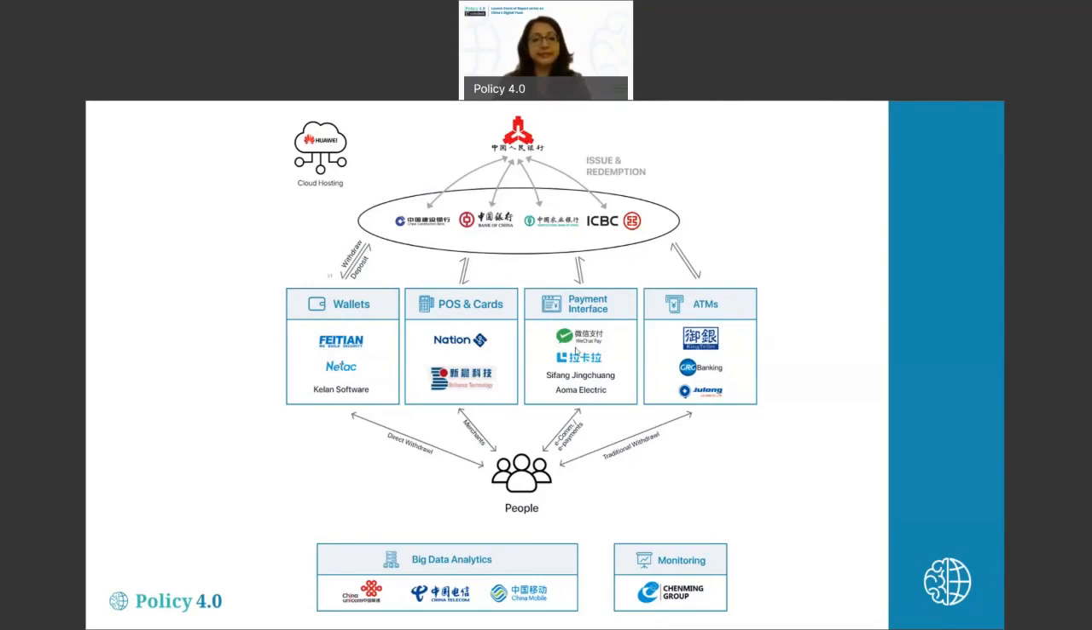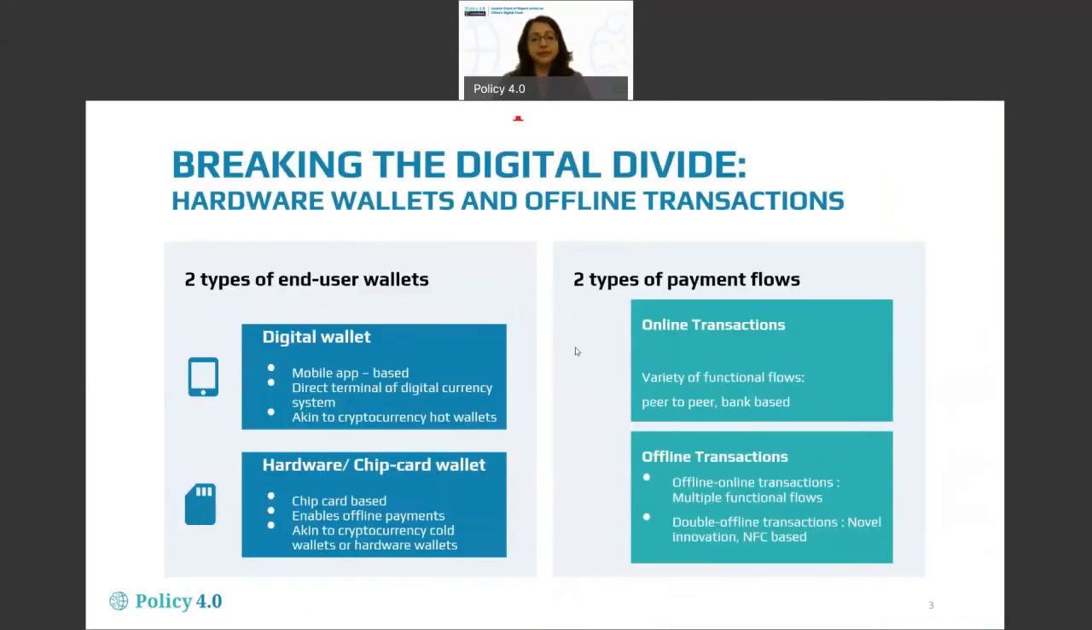And this is where the DCEP has really pioneered a very novel innovation, one of the most novel innovations in payments till date. Before I do that, I just want to lay out how they have set up two types of wallets. One is the online digital wallet, and the second is the offline hardware wallet or chip card-based wallet. This is also akin to cryptocurrencies, and if you read an op-ed I wrote for Coindesk, I have outlined how the Chinese CBDC design really blurs the lines between cryptocurrency design and CBDC design.